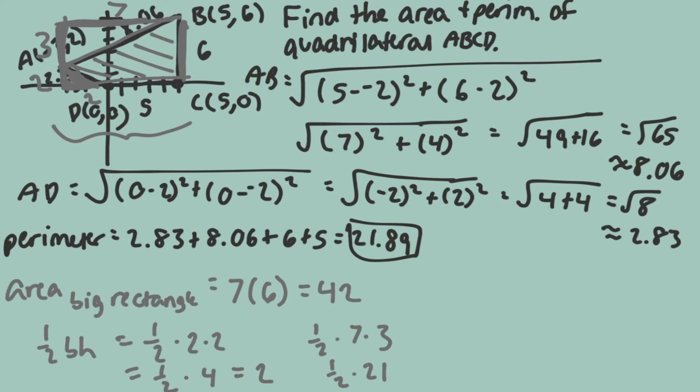So what we can do is subtract these two smaller triangles from the big rectangle, and that'll give us what we need. So 42 minus 2 minus 10.5, and we get 29.5.